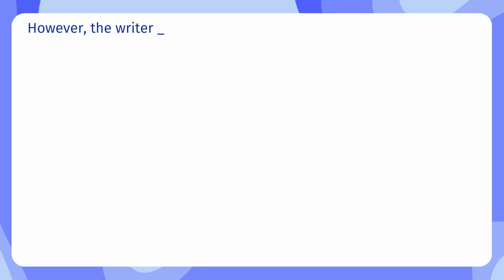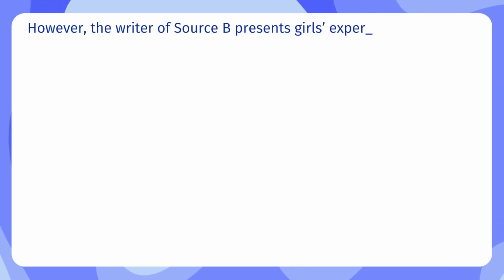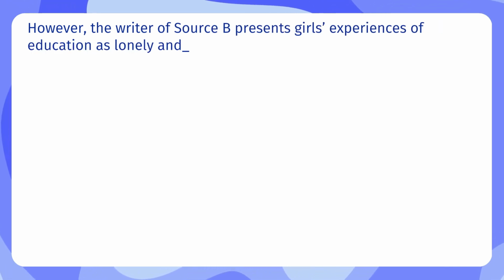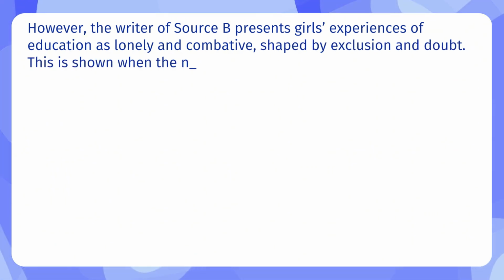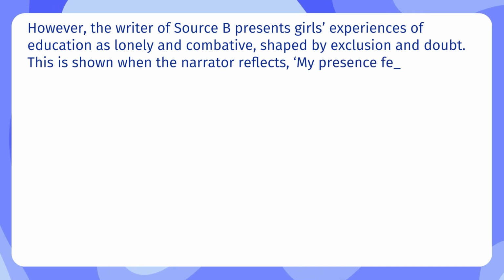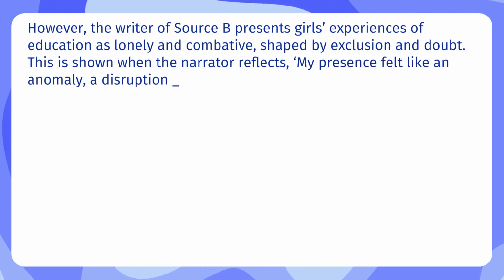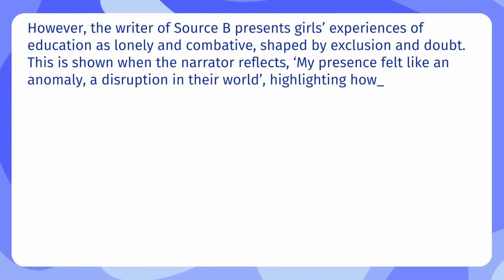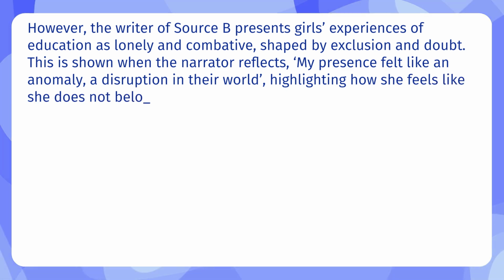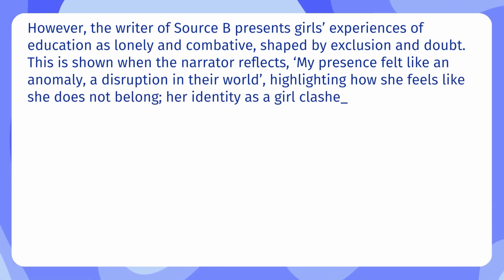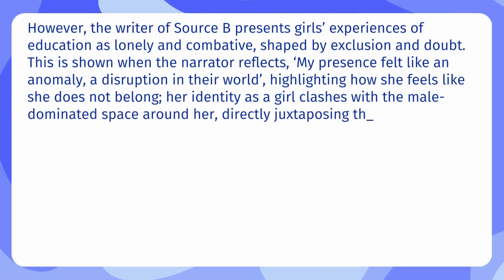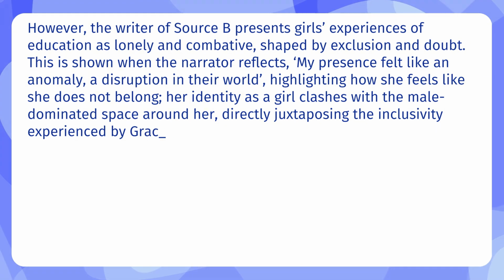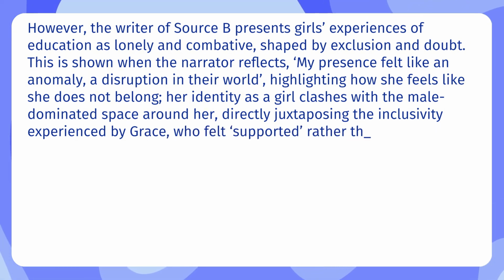However, the writer of source B presents girls' experiences of education as lonely and combative, shaped by exclusion and doubt. This is shown when the narrator reflects, "my presence felt like an anomaly, a disruption in their world," highlighting how she feels like she does not belong. Her identity as a girl clashes with a male-dominated space around her, directly juxtaposing the inclusivity experienced by Grace, who felt supported rather than marginalized.